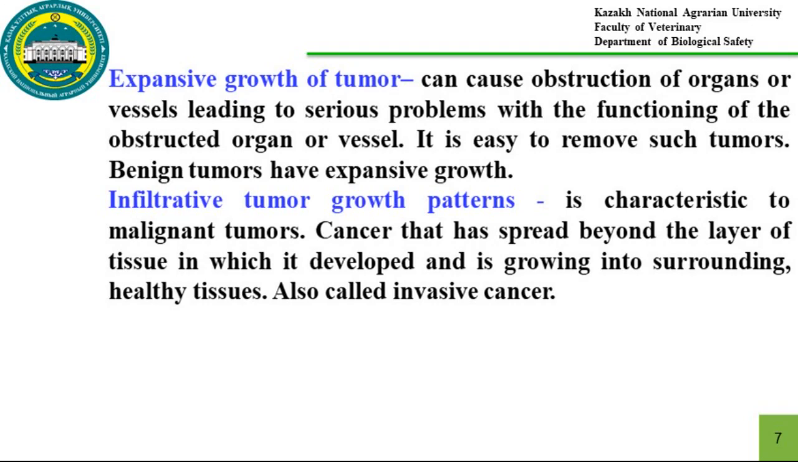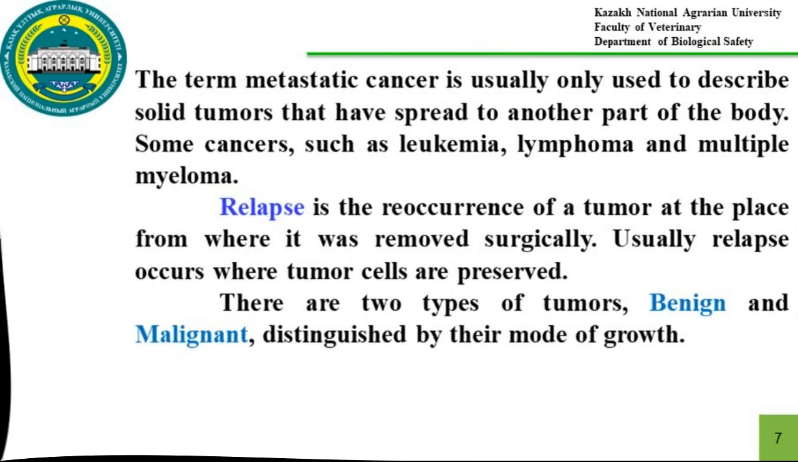It is easy to remove such tumors. Benign tumors have expansive growth. Infiltrative tumor growth patterns are characteristic of malignant tumors. Infiltrative growth is cancer that has spread beyond the layer of tissue in which it developed and is growing into surrounding healthy tissues. Also called invasive cancer.